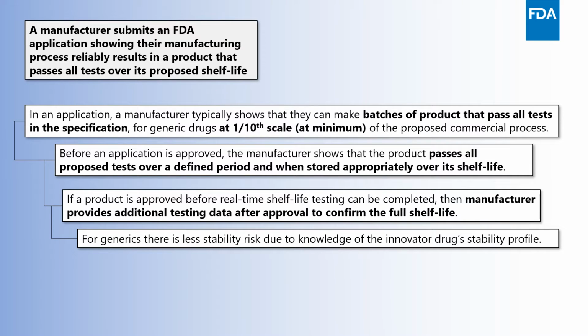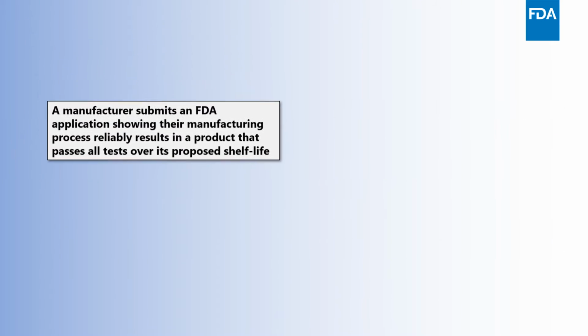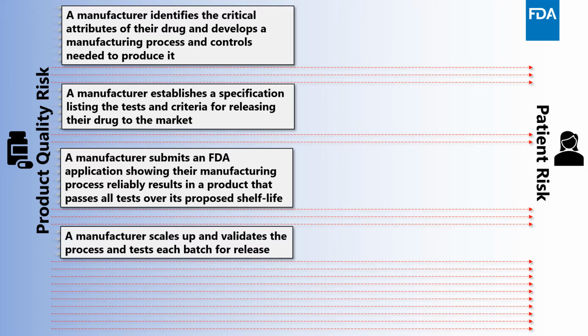If a product is approved before real-time shelf life testing can be completed, then the manufacturer provides additional testing data after approval to confirm the full shelf life. Note that for generics, there is often less stability risk due to knowledge of the innovator's drug's stability profile. Once FDA approved, a manufacturer scales up and validates the process and tests each batch before release.